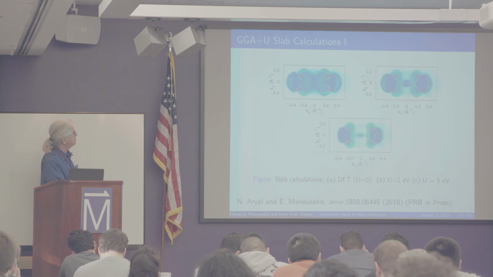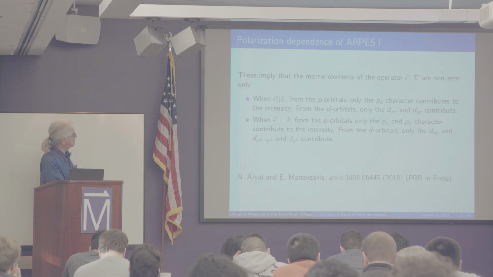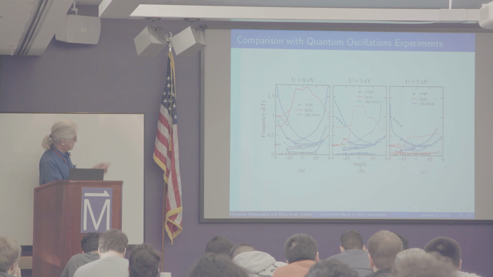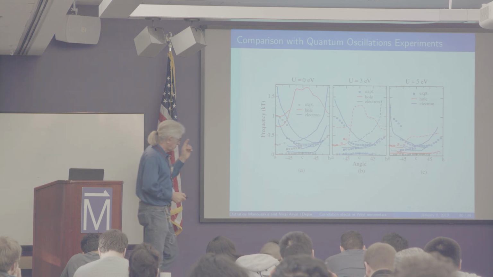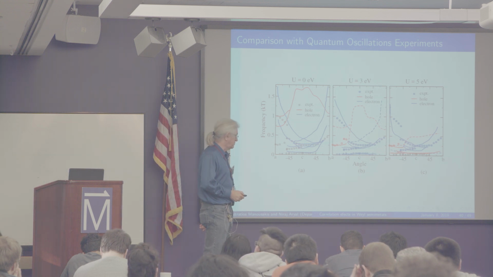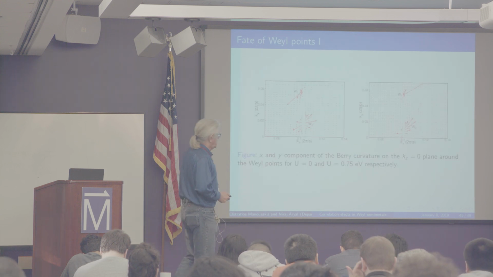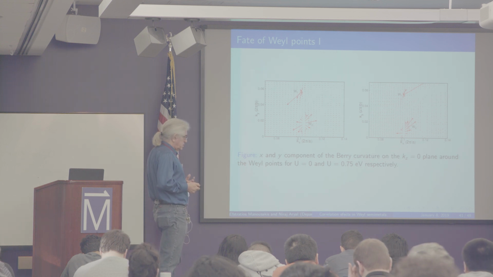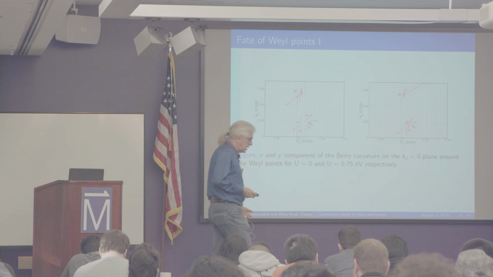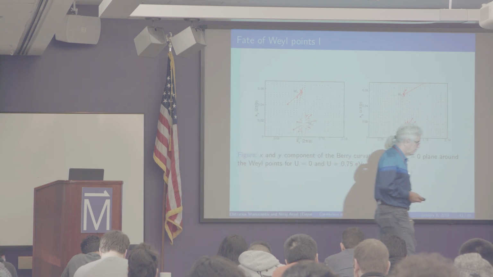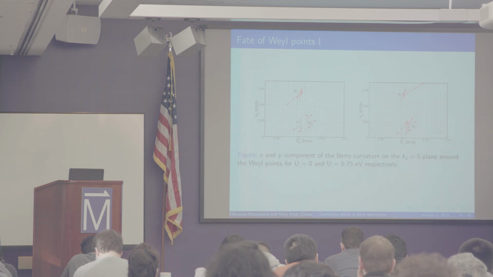Okay, so I think the angular dependence of the ARPES and the angular dependence, believe it or not, of the quantum oscillation experiments suggest that the correlations have some role, though not terribly significant, but at the end of the day, what happens is the Weyl points survive.